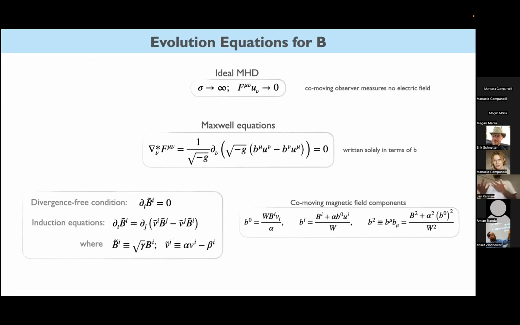Typically, most GRMHD codes work under the assumption of ideal MHD. That means you consider a perfect fluid with infinite conductivity, and the co-moving observer measures no electric field. Based on this assumption, you can rewrite your Maxwell equations solely in terms of B, which I show here. These equations can then be separated into the divergence-free constraint and your induction equations for B. Here I also show some of the co-moving magnetic field components that can be computed in terms of the Eulerian big B.